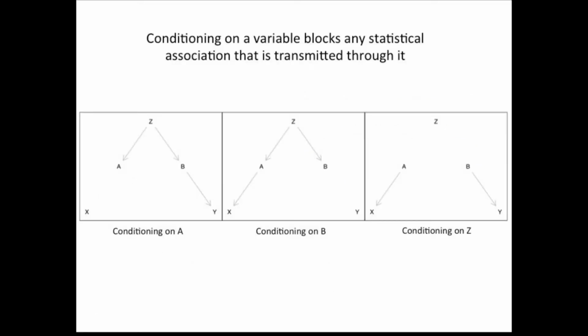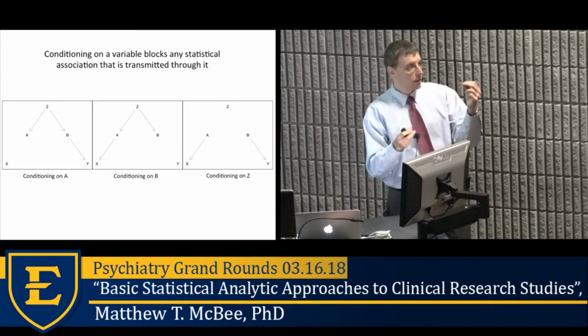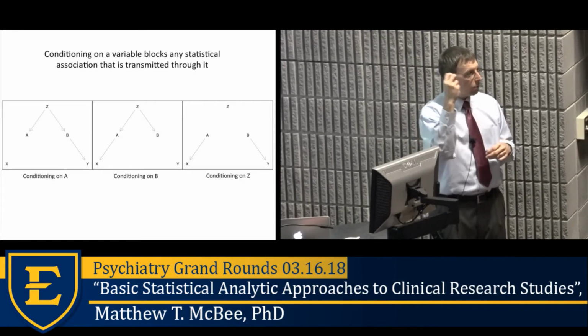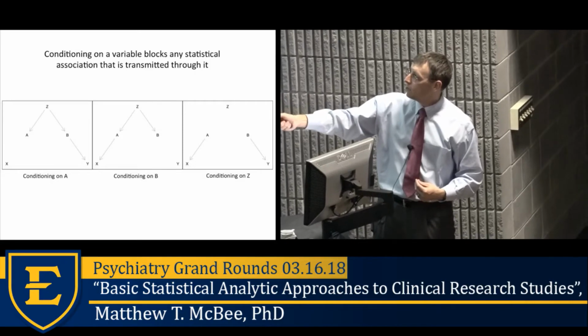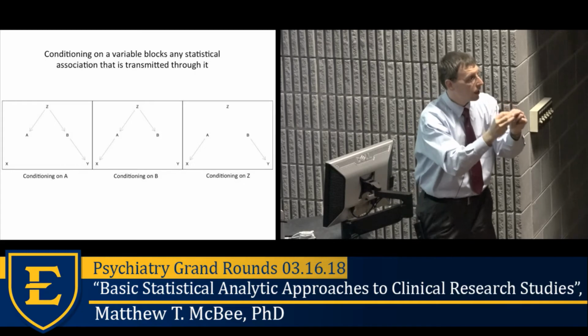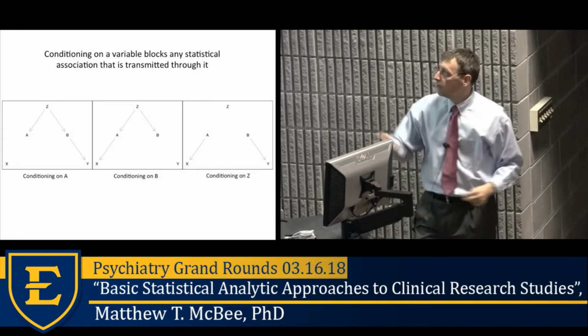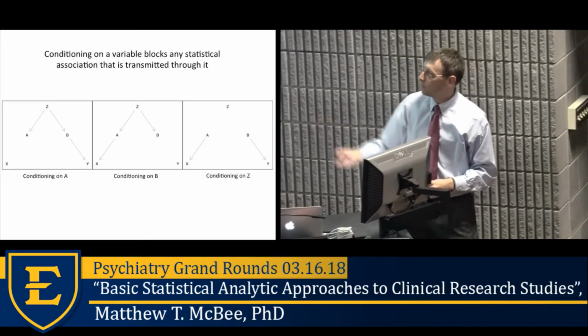Now what happens in these diagrams, when we condition on a variable by holding it constant, we block the ability of that variable to transmit causation further. So in this figure, if we condition on A, if we held A constant, think about it. We define causation as when one thing changes, the downstream thing changes, right? Here, when Z changes, A changes. And when A changes, X would change, except we're conditioning on A, so we're not letting A change anymore. So when Z changes, A can't change, and that means no association can be transmitted to X.